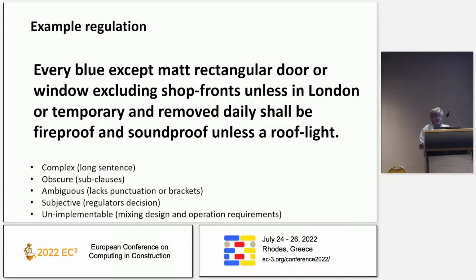It is obscure with subclauses. It is ambiguous because it lacks punctuation or brackets. It's probably subjective in that things like soundproof are probably not well defined. And it's also unimplementable because it mixes design requirements and operations requirements. So it's a classic bit of regulation that we have to deal with.